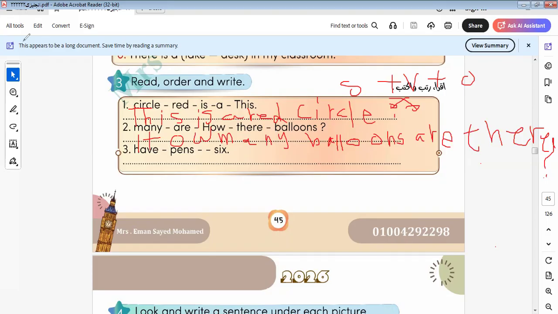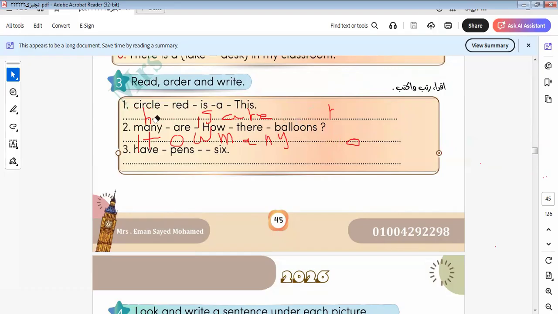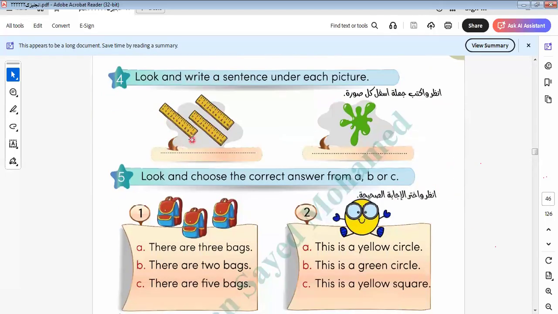Let's continue the rest of the exercise. What can I write here? I write here, there are 3 rulers. How many rulers are here? There are 3 rulers. We must take care when we write three and there.